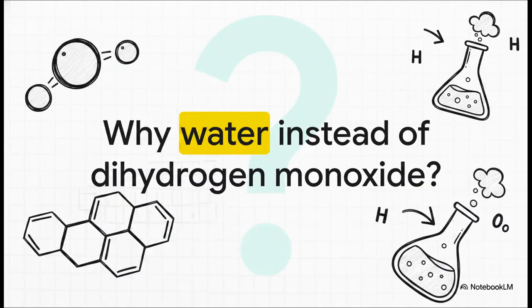To get us started, think about this. Why do we all call the stuff we drink water instead of its highly technical name, dihydrogen monoxide? I mean, dihydrogen monoxide sounds like a highly dangerous, top-secret chemical, right? But it's exactly the same thing. By the end of this explainer, you're going to understand exactly why this happens, how to decode these complex names, and even how to write them yourself.